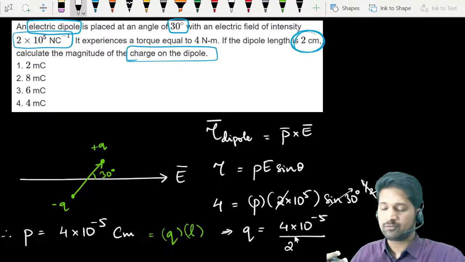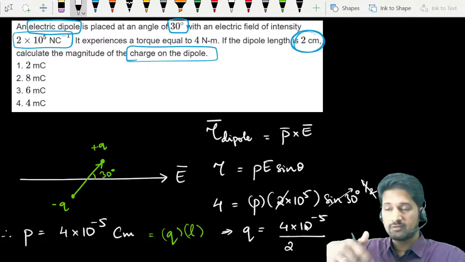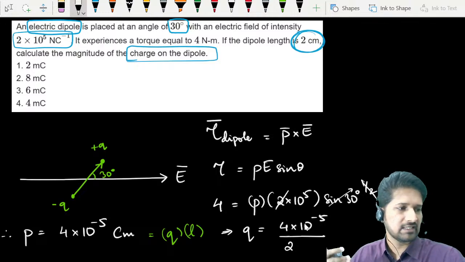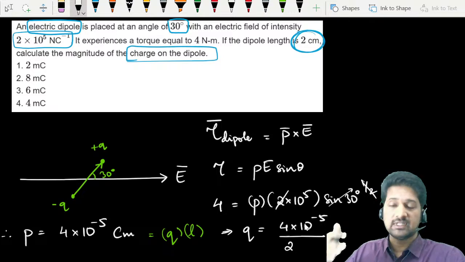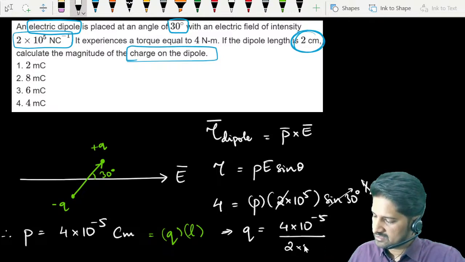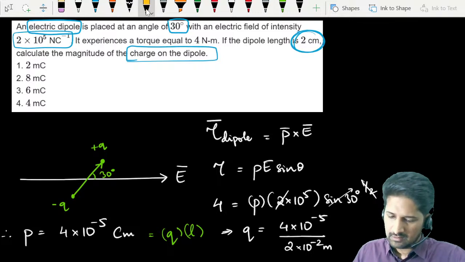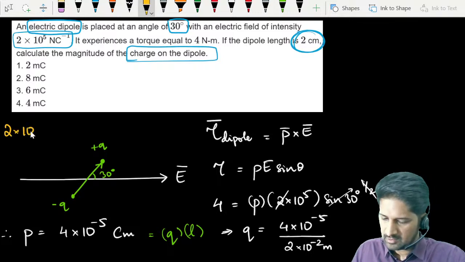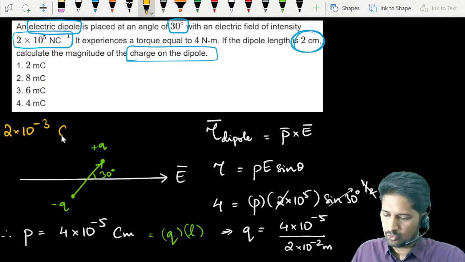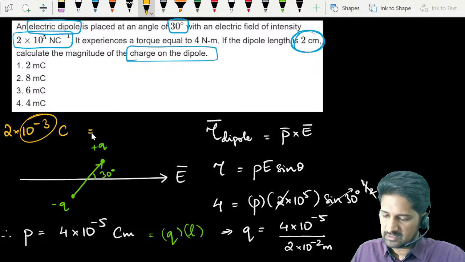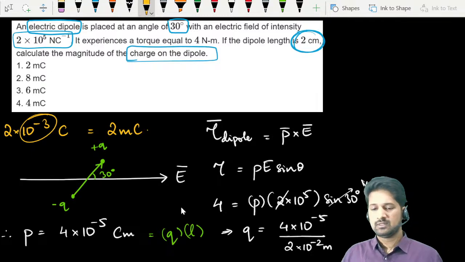Now, we will have to convert this to meters because we expect the answer in coulombs. So you'll have to convert the length to SI units. Centimeter is 10 power minus 2 meters. So 4 by 2, this effectively becomes 2 into 10 power minus 3 coulombs, and 10 power minus 3 is given the name milli. So the charge on the dipole becomes 2 millicoulombs. Simple.